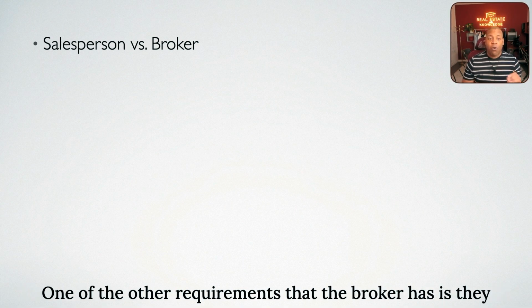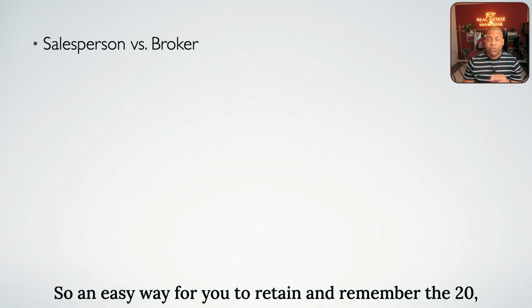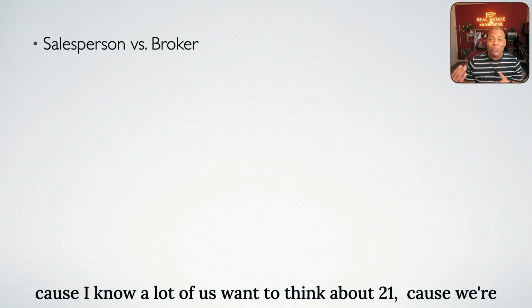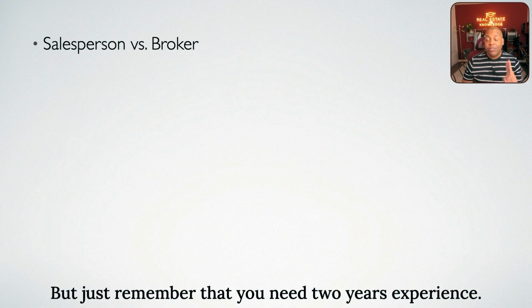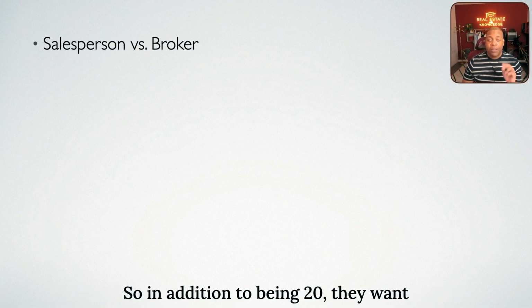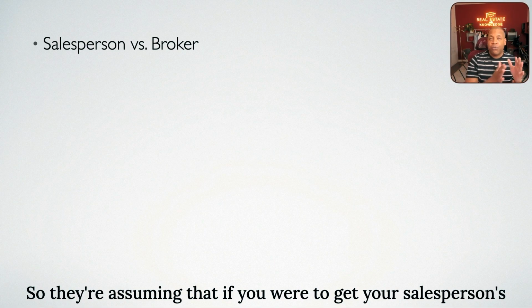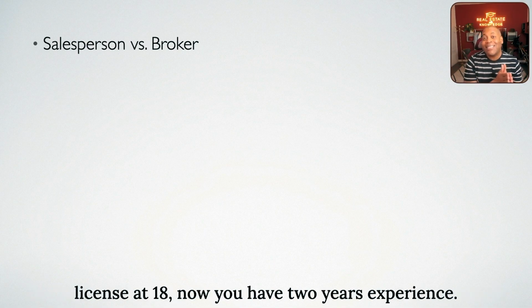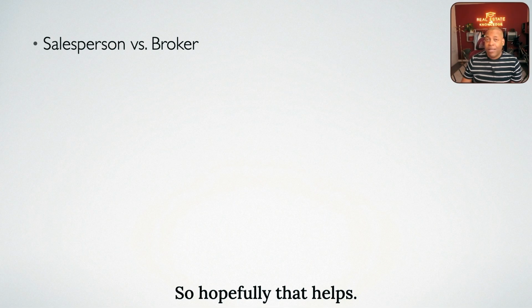One of the other requirements that the broker has is at least 2 years of experience. So an easy way for you to remember the 20, because I know a lot of us want to think 21, right? Because we're thinking about drinking and going to clubs and stuff like that. But just remember that you need 2 years experience. So in addition to being 20, they want you to have 2 years experience. They're assuming that if you were to get your salesperson's license at 18, now you have 2 years experience, so now you need to be 20 years of age. Okay, so hopefully that helps.